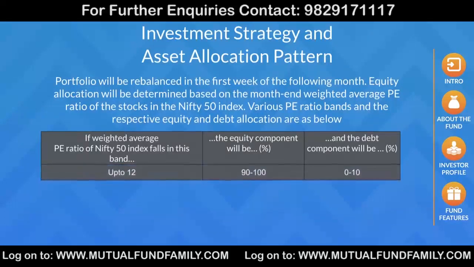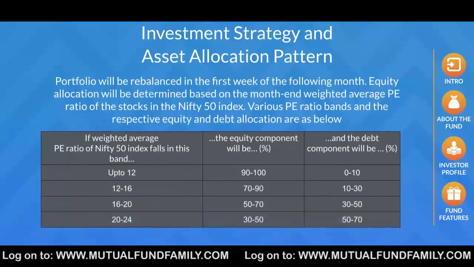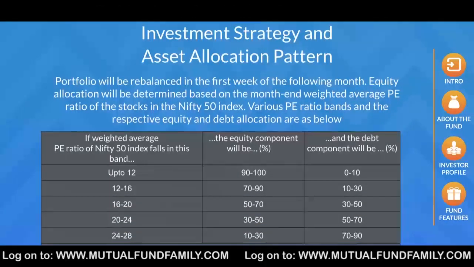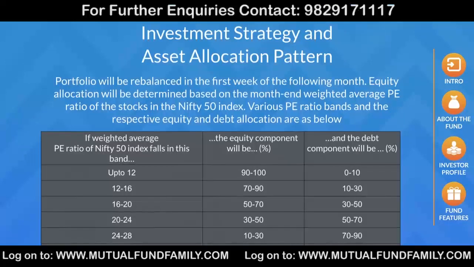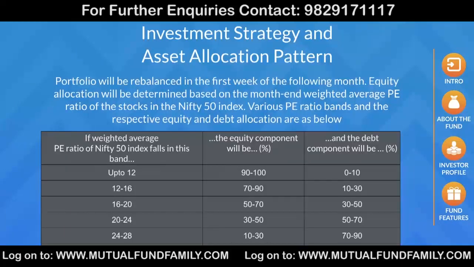For example, if the weighted average PE ratio is between 12 to 16, then the equity exposure would be restricted to 70 to 90% of the portfolio assets. The final number within this range is left to the discretion of the portfolio manager. Thus, the fund provides investors a ready-made, auto-adjustable and diversified asset allocation between equity and debt.